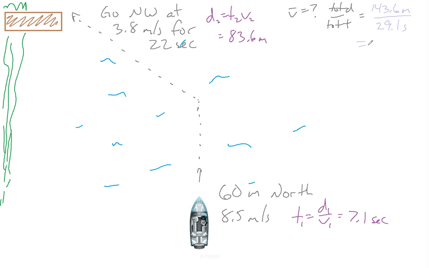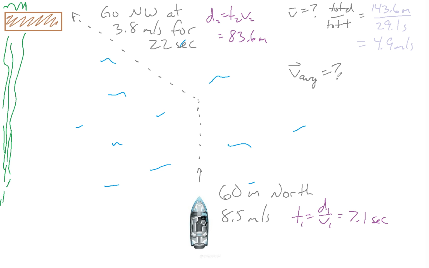So then I just have to divide those two out. I've got the 143.6 divided by the 29.1, and we're looking at around 4.9 meters per second as the average speed for the entire thing. Okay, all good. All right, so now let's find the average velocity for the entire thing.